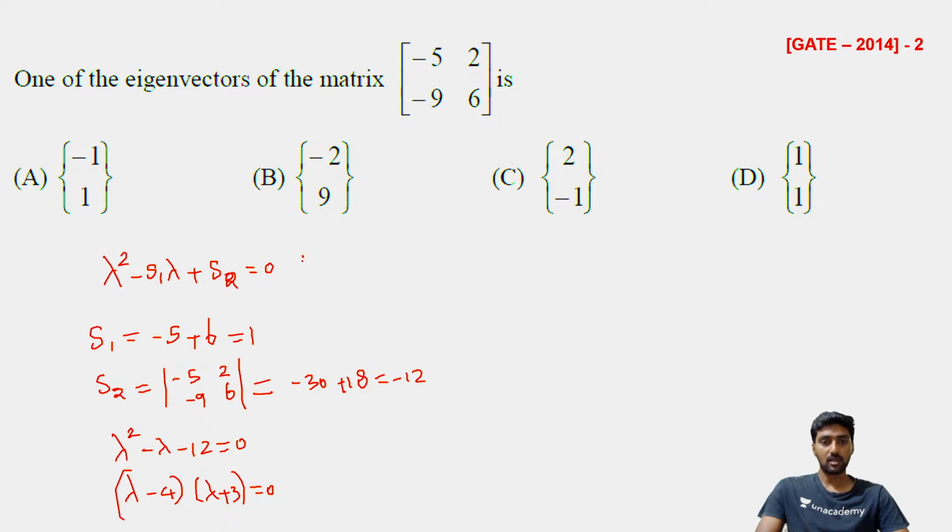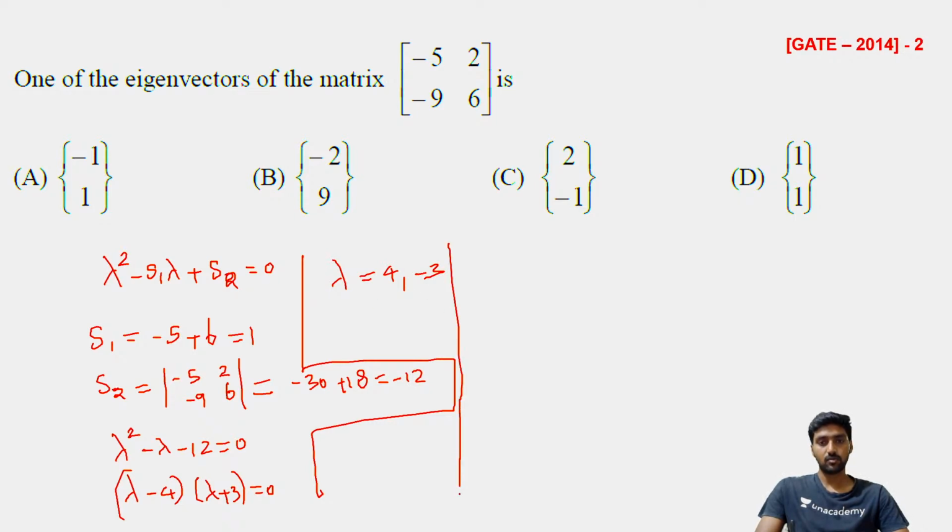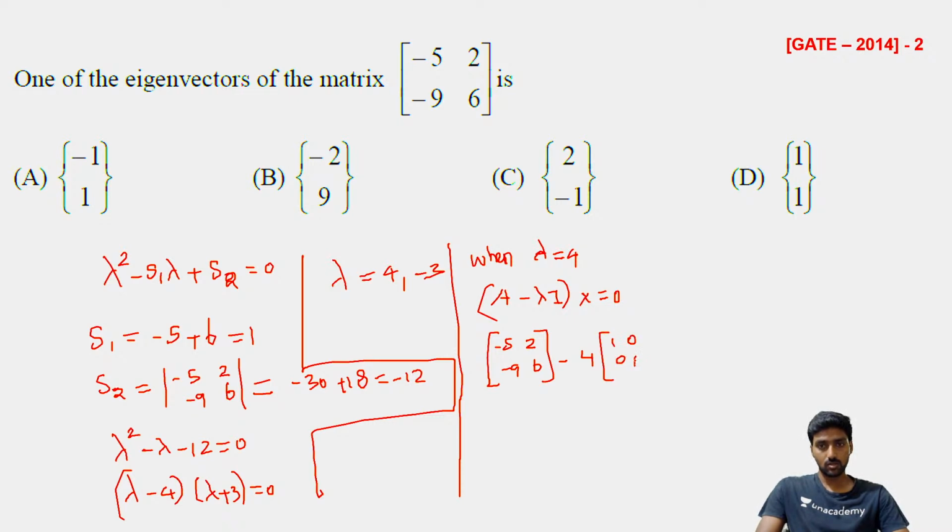What will be the lambda value here? Lambda is equal to 4, minus 3. When lambda is equal to 4, A minus lambda I into x is equal to 0. Now A is minus 5, 2, minus 9, 6, lambda is equal to 4, times 1, 0, 0, 1.